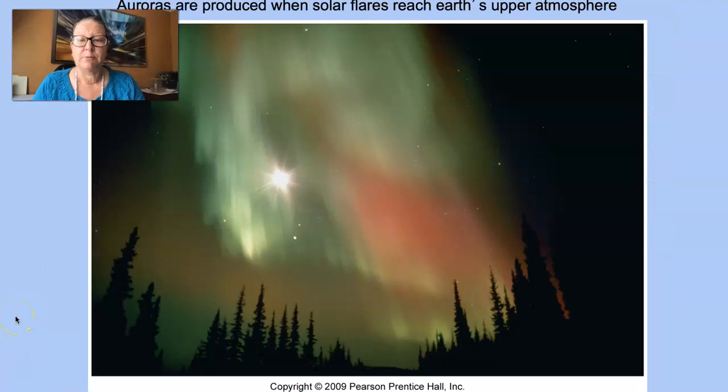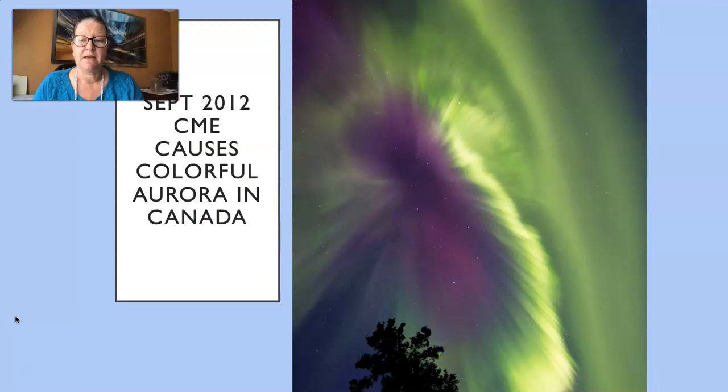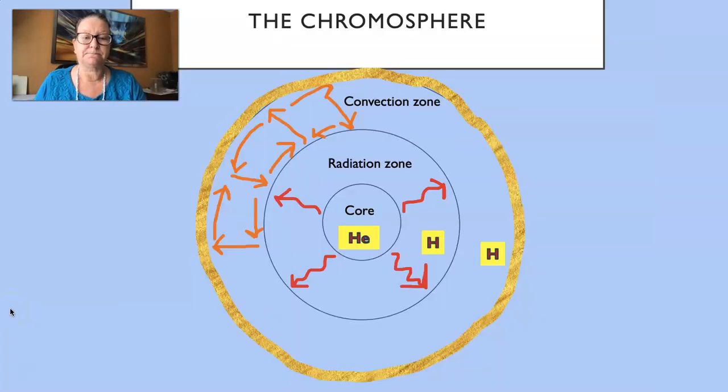Here's some auroras that are produced when solar flares reach the Earth's upper atmosphere. And here's another one that occurred in 2012. A CME is a coronal mass ejection. It's just another kind of explosion of material from the sun's surface.